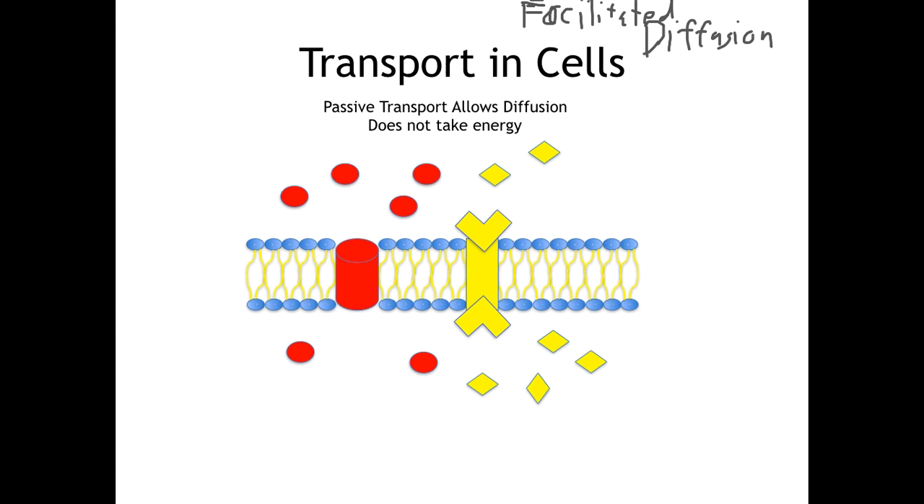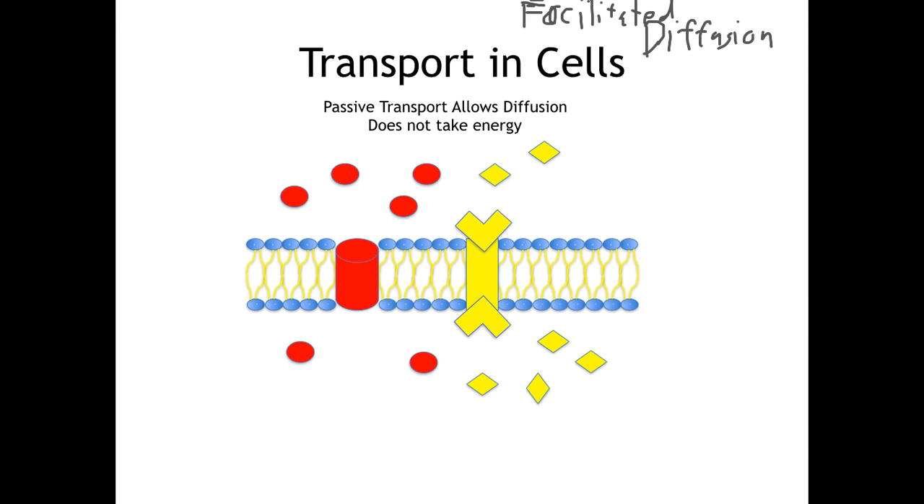Open up the doors and the people can leave. All you've done is open up the doors. People want to leave, they don't like being crowded together. So this type of transport requires a special carrier mediator, a protein, a pore, or a carrier protein, but it does not require energy.